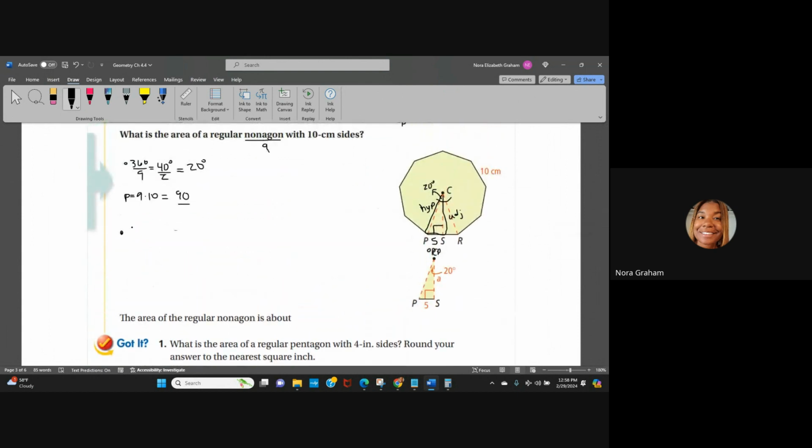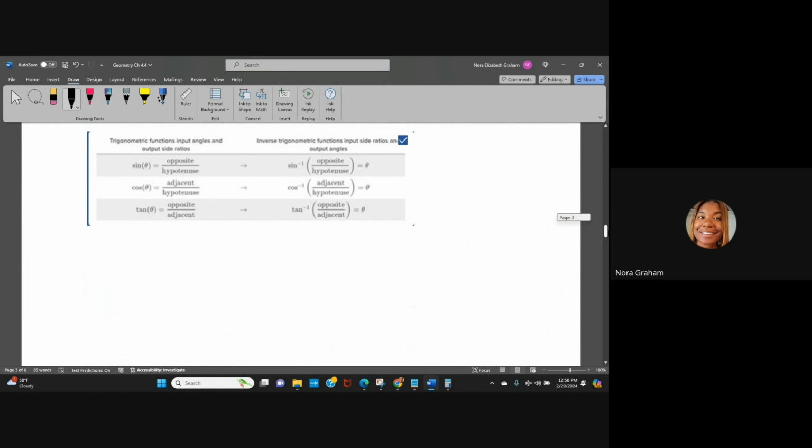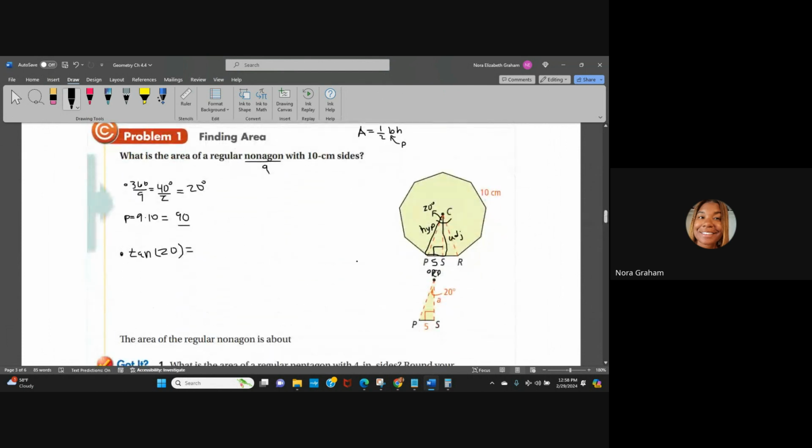So now I'm going to do tan. And you always do tan of the degree that they gave you, right? The degree that we set up our triangle with, because this is my opposite in accordance to my degree, that's going to be 20. Right? And that equals, what is tan again? Op over adjacent. So my op is 5. And then I don't know what my adjacent is, so I'm just going to mark that as X.